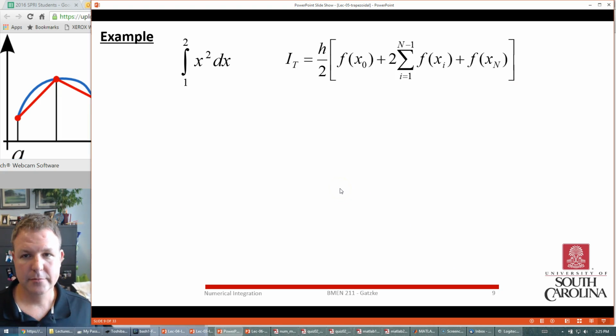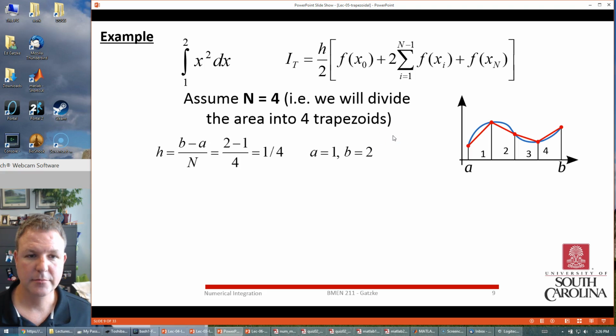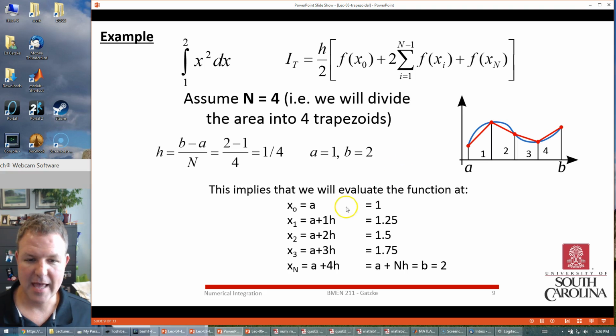Here's a numerical example. We have x squared, and we want to integrate it from x equals 1 to x equals 2. So when we do that, we're going to assume n equals 4. We're going to subdivide into 4 trapezoids. If we know a equals 1 and b equals 2, we can calculate h because it's 2 minus 1 divided by 4, or 1/4. What does that mean?